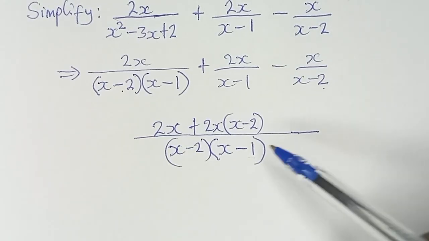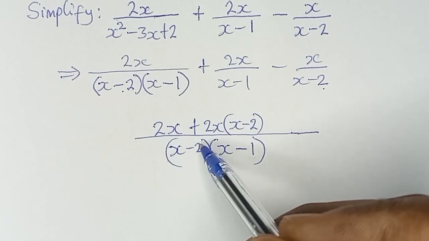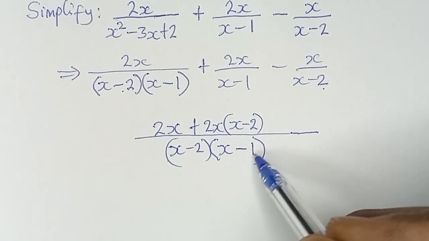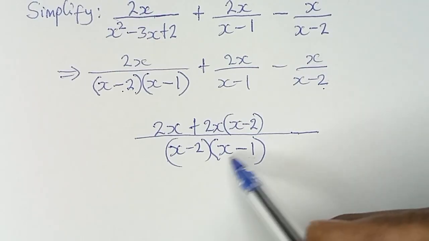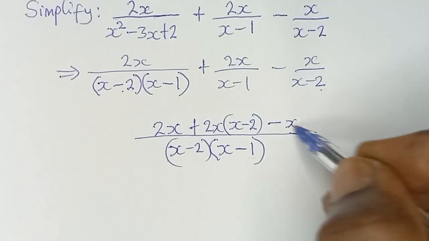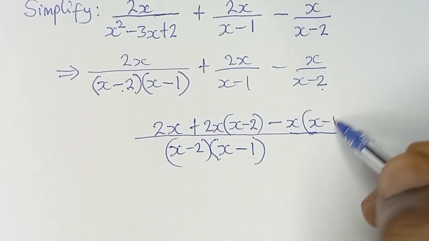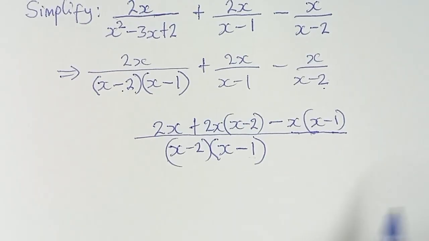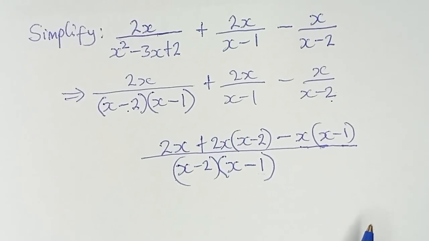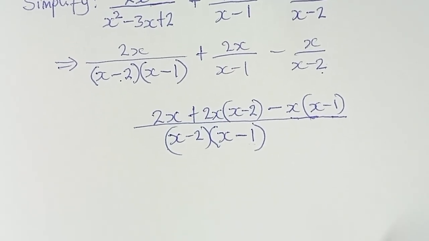And then the last term here, we say this divided by this. So it is going to be x minus 2, we cancel x minus 2, and we are left with x minus 1. So we use this x to multiply the x minus 1. The negative sign is here, and then I multiply by this term that we got here, x minus 1. So now we can simplify further to get the final answer.